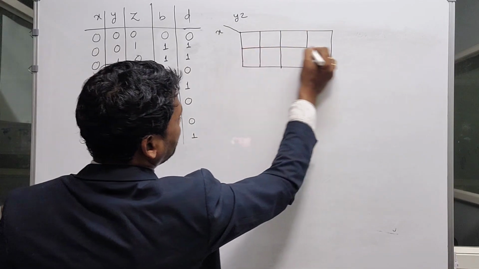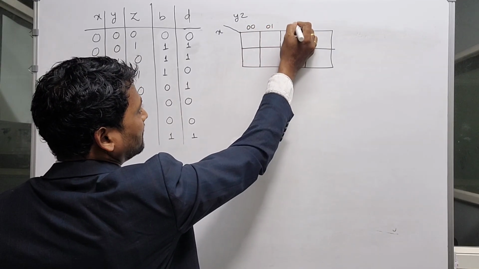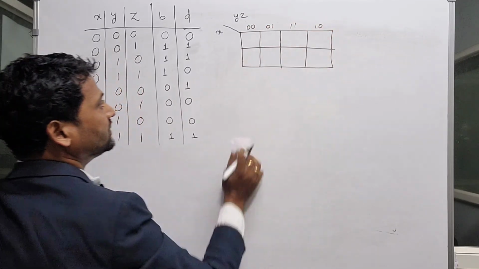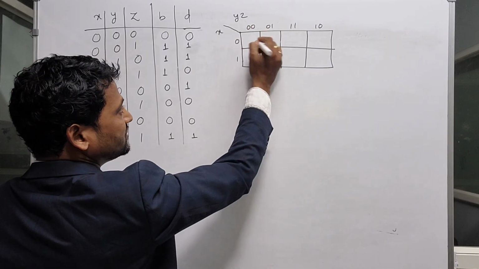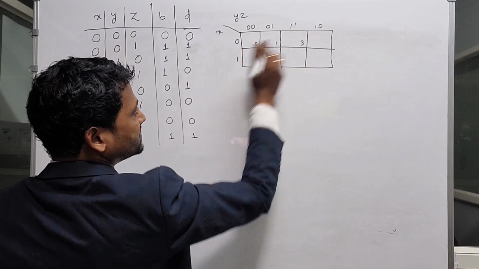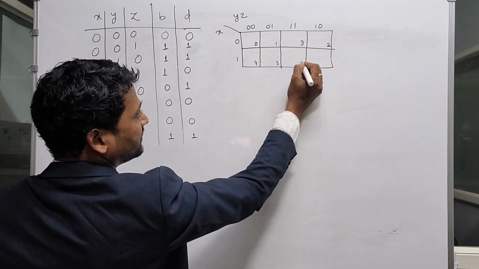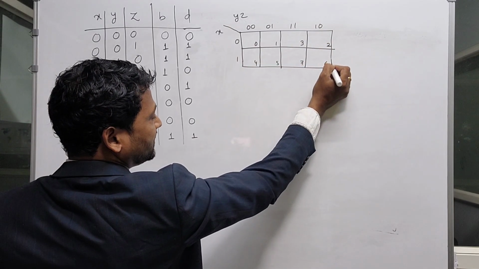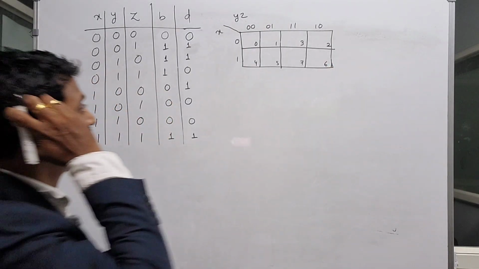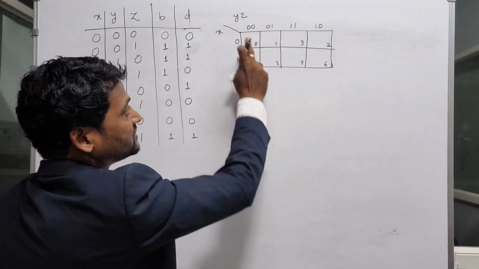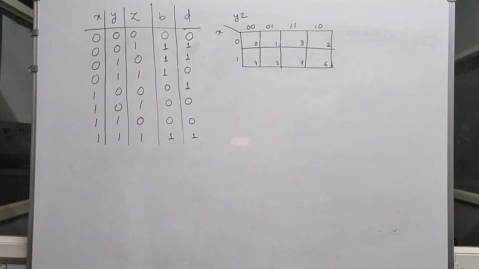You have to make 8 cells. This is 00, 01, 11, 10, and this side is 0 and 1. The corresponding binary here is 0, here it is 1, and this is 3, since 011 is 3. This one is 2, then 4, 5, 7 and 6. I have already explained the K-map concept in my previous video. If you have any doubt, you can go through that. Just remember this order: 0 1 3 2 4 5 7 6, the corresponding decimal values.